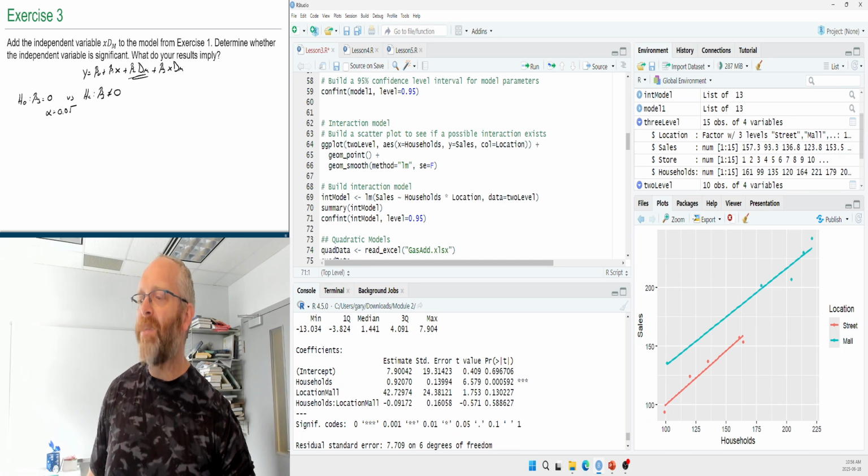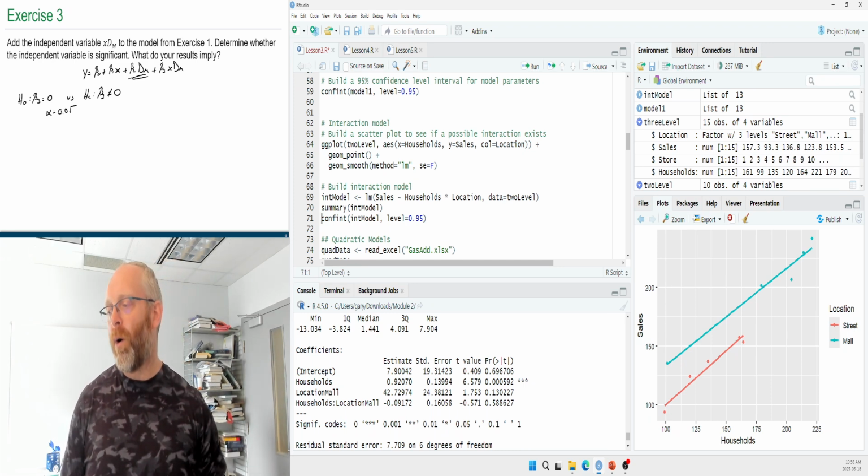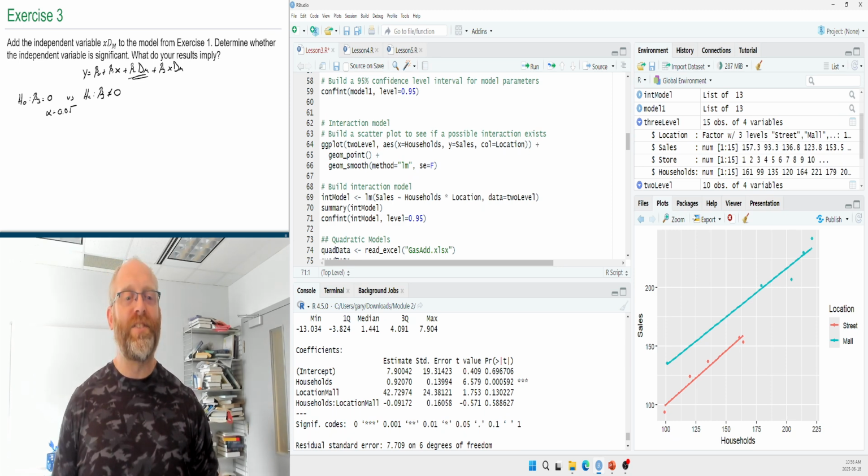Our estimate for the slope is 0.92 and change. Our estimate for beta 2 is 42.7294 or 974. And last but not least, our change in slope based upon that interaction, and this is going to be a negative, so we're seeing a decrease in the slope, is negative 0.09172. So not a big jump, it's a very small one, and that number is very, very close to 0.